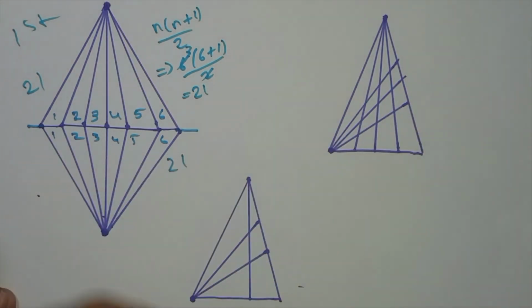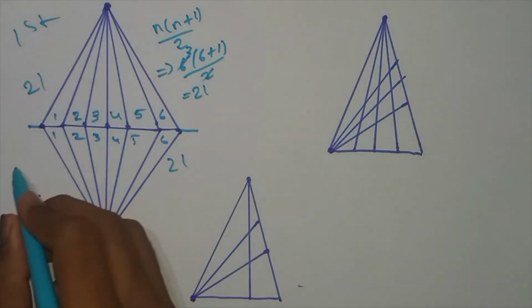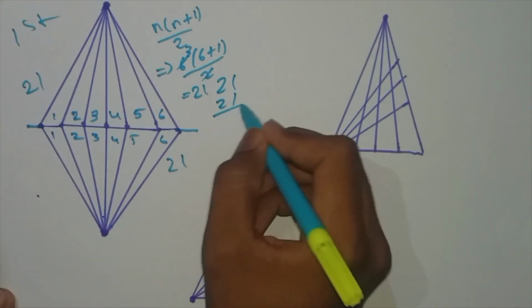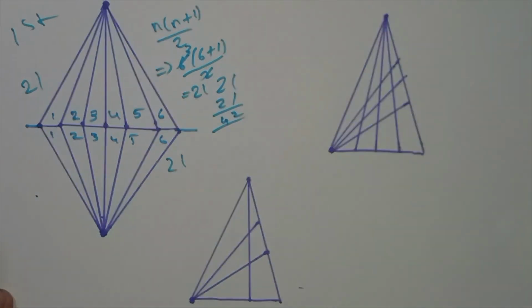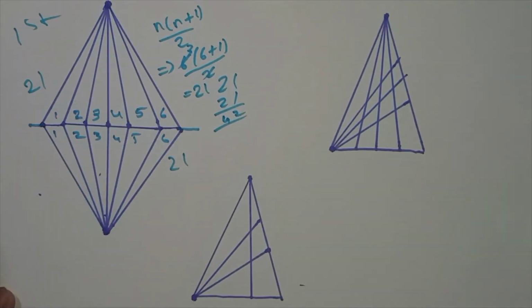So in total, how many triangles are there in this full diamond shape? That means 21, 21, 42. So there are 42 triangles in this full question.